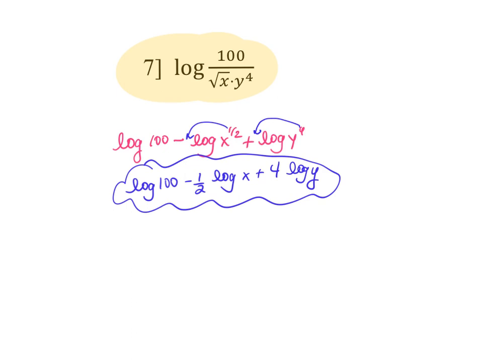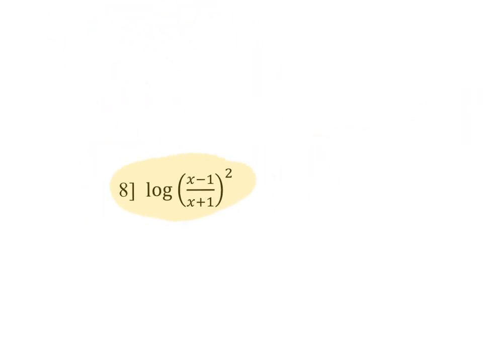Why do you keep the 100 behind the log? Why don't you put it in the front? Because it's not an exponent. It's just all by itself. Oh, okay.